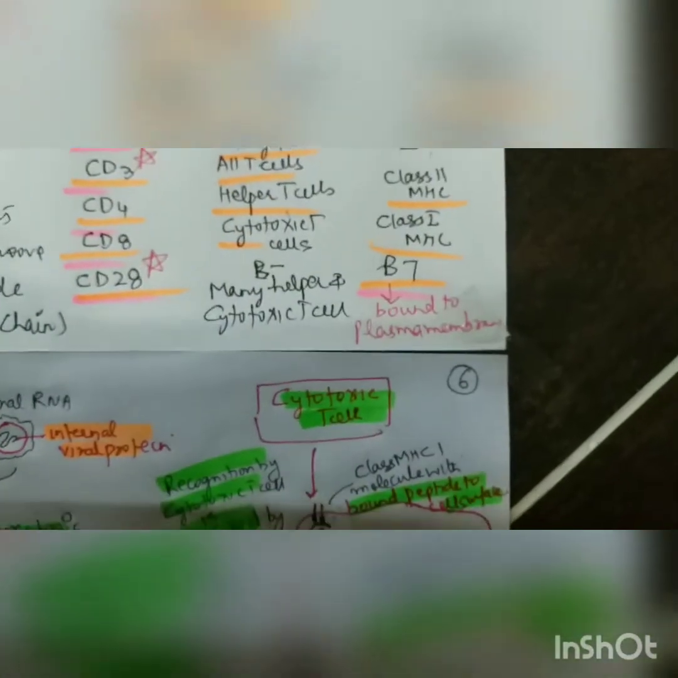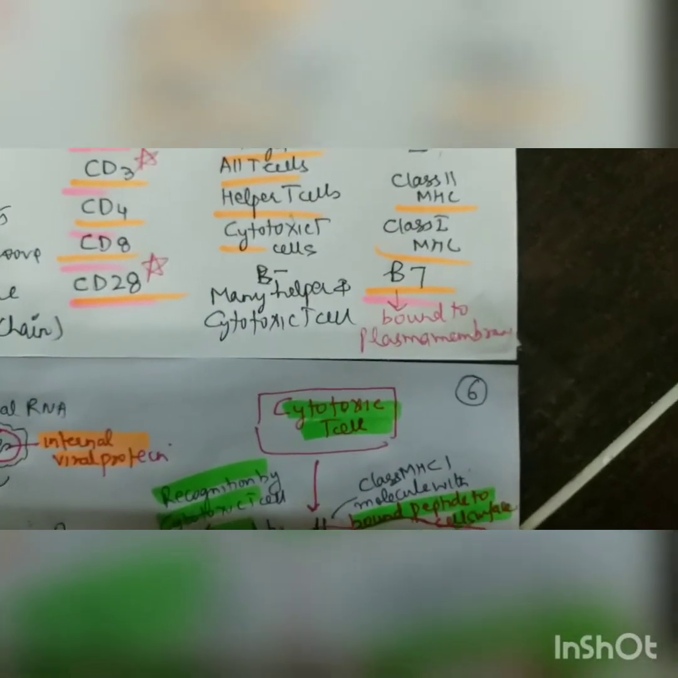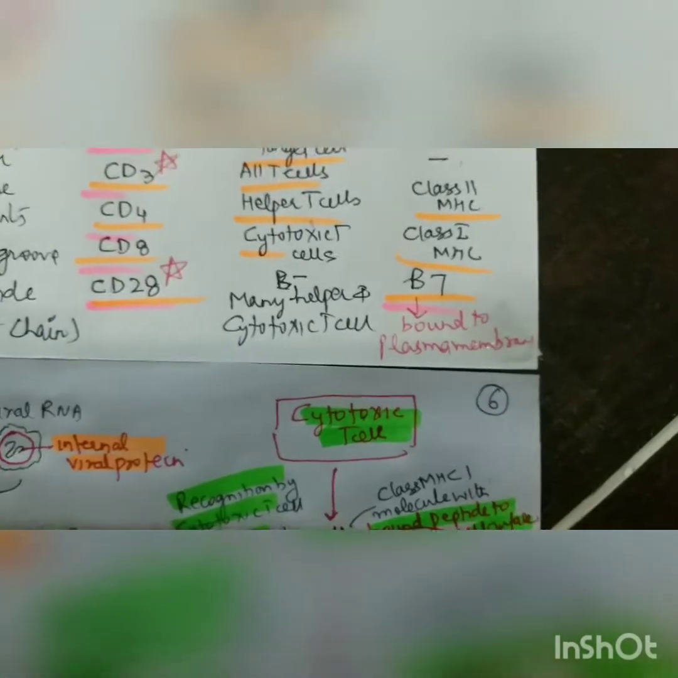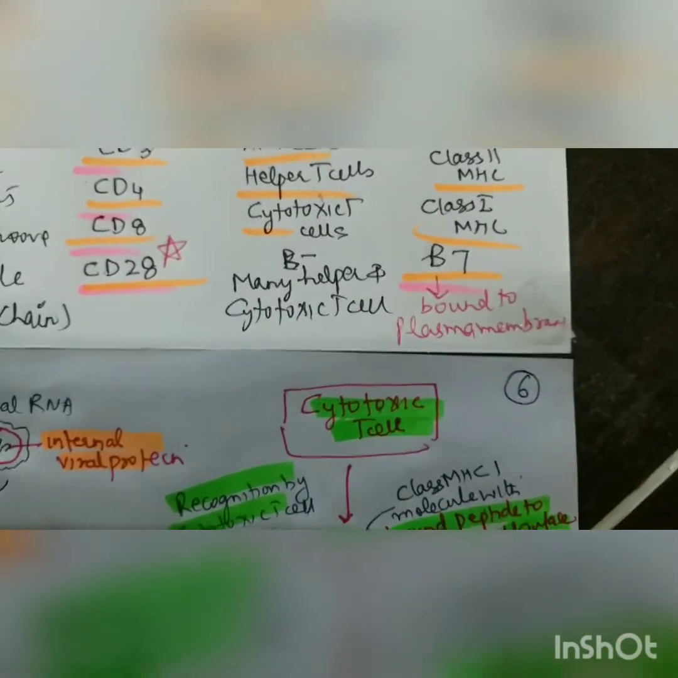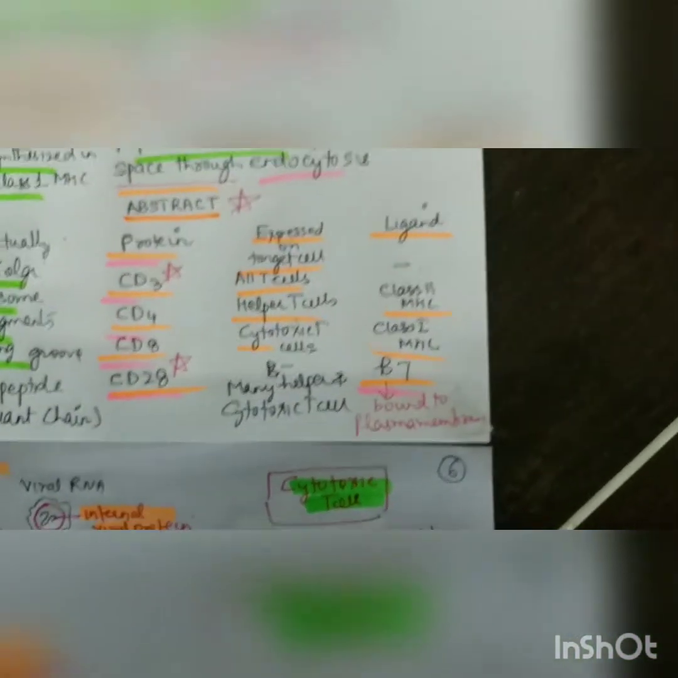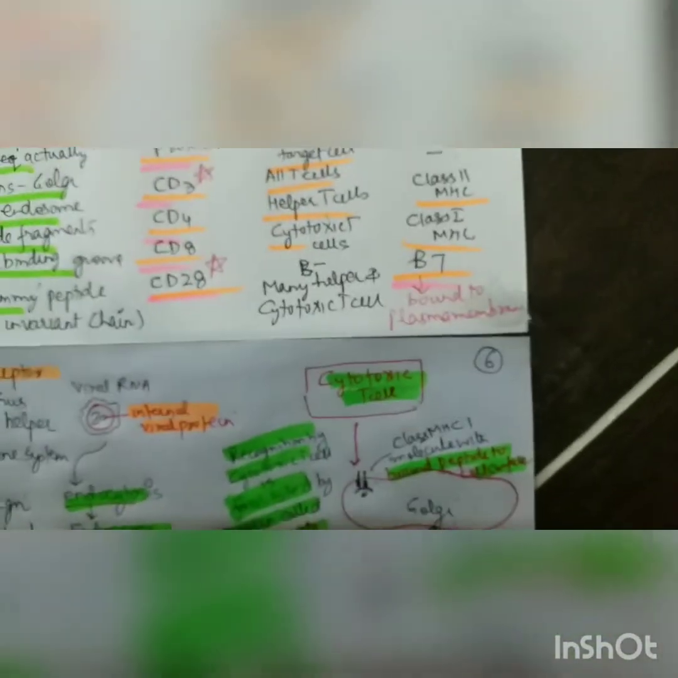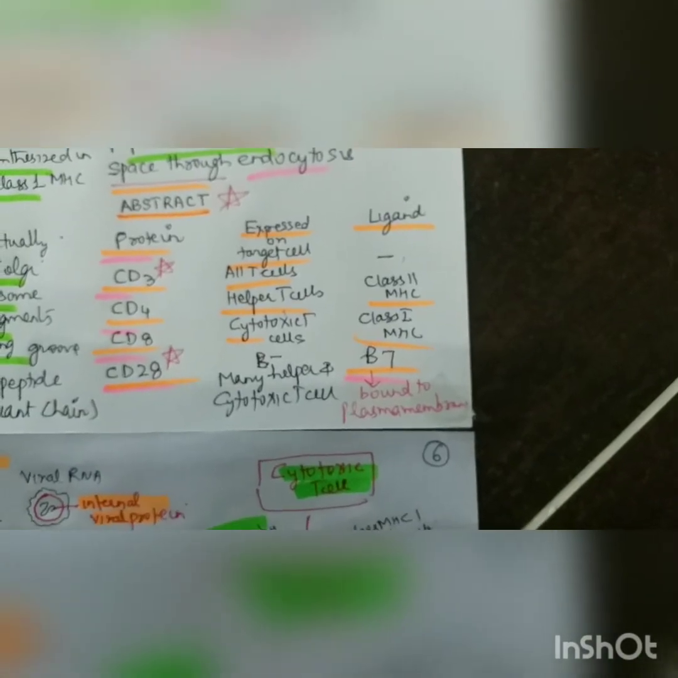So now I am coming to CD28. CD28 is basically in many helper and cytotoxic cells, and its ligand is B7. This is very important. So it is bound to the plasma membrane, and CD28 has a ligand B7, which is bound to the transmembrane, and it's expressed on the many helper and cytotoxic T cells. So now I was just winding it up.